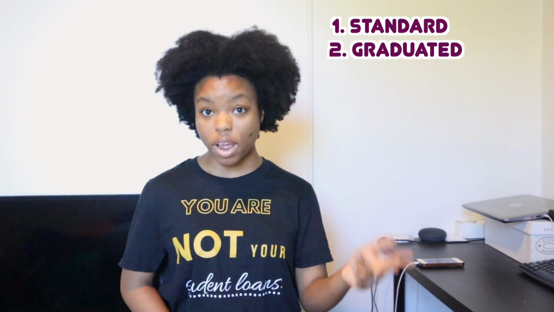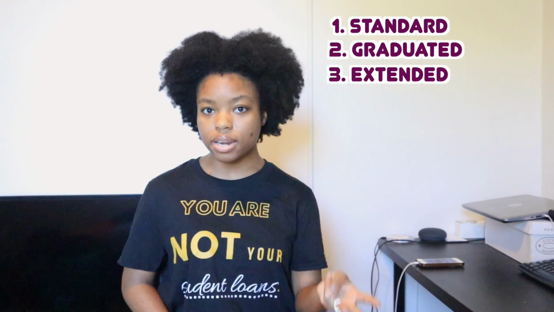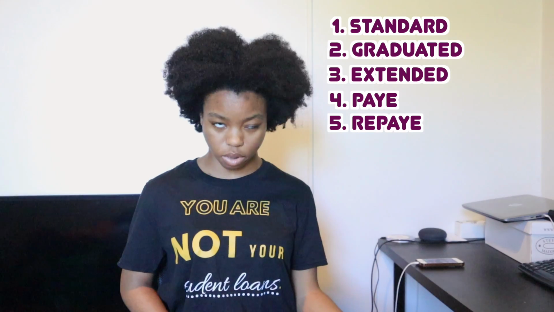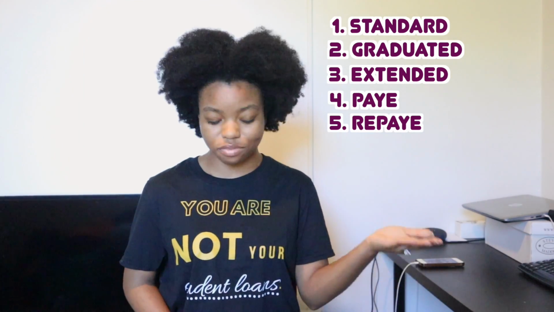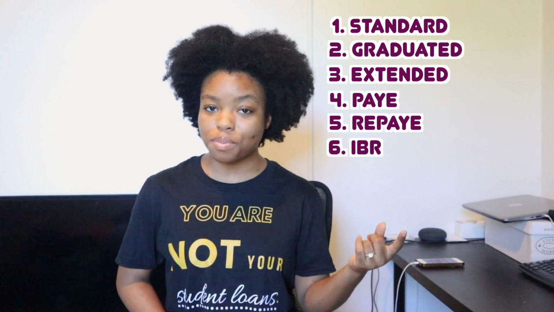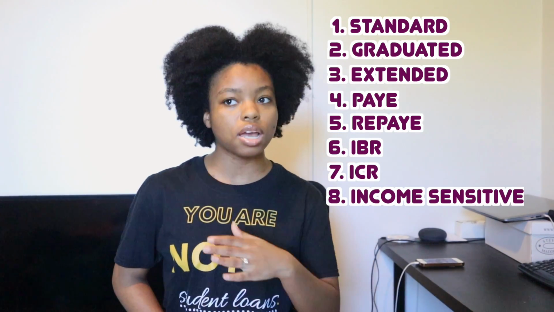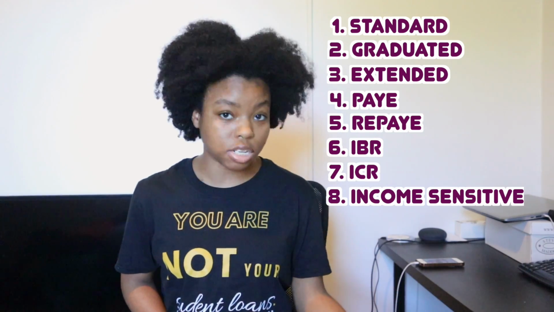So the 8 plans are the standard repayment plan, the graduated repayment plan, the extended repayment plan, the pay-as-you-earn, the revised pay-as-you-earn. So many plans. Like, for what reason? There's income-based repayment, income contingent repayment, and then income-sensitive repayment. Are you confused yet? Because I'd be too. Some of these plans are, as they denote in the name, somewhat tied to your income, and others are not. So let's start with the first 3 plans, which do not have to do with your income.